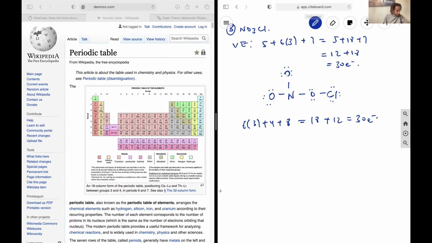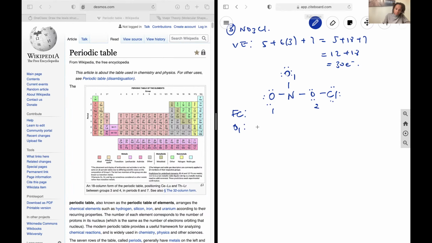So we have our 30 electrons if we draw it this way, right? So next up, let's check our formal charges as we did before. So let's go about checking our formal charges. And so these two oxygens have the same electronic configuration. This one has a different one.